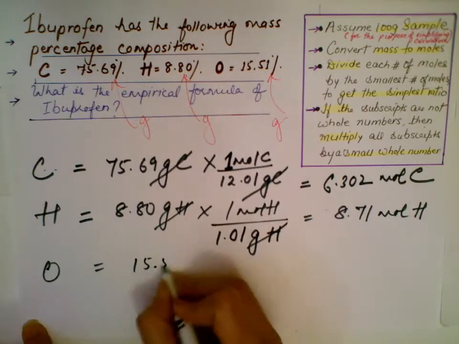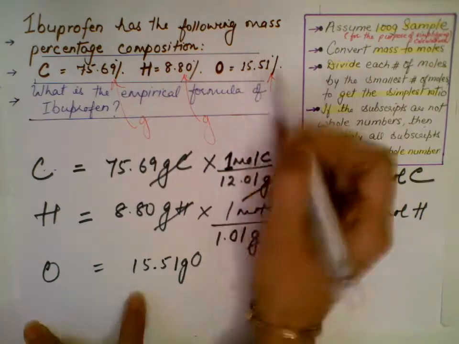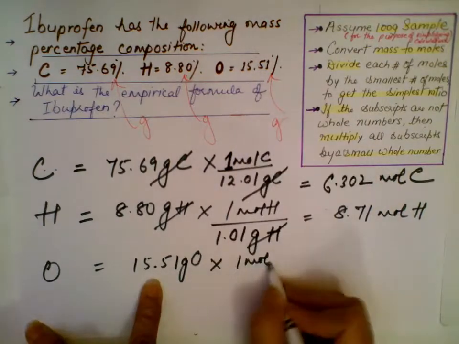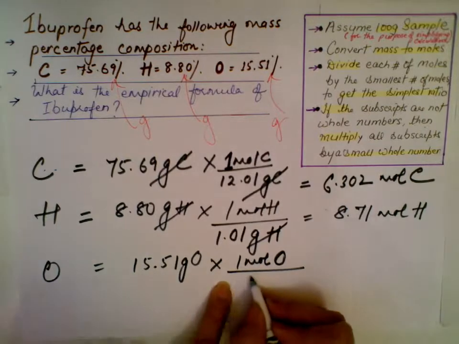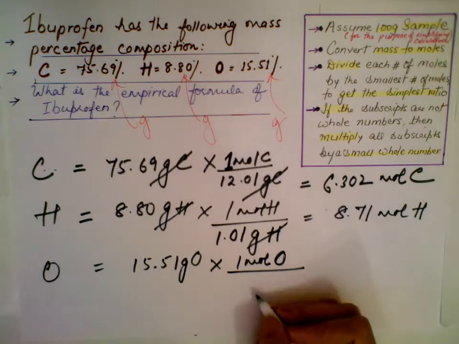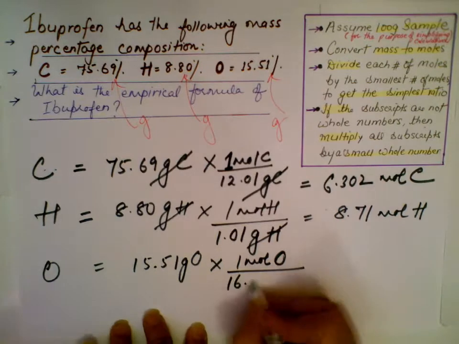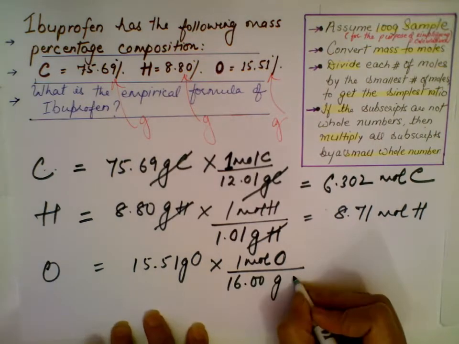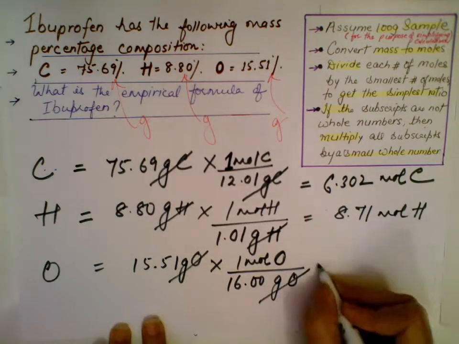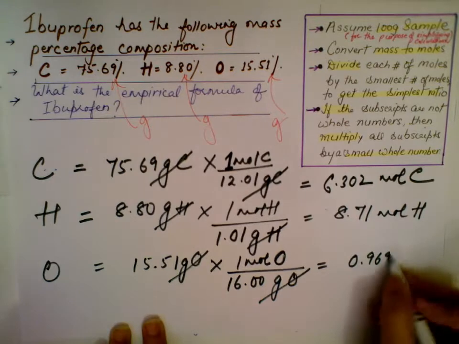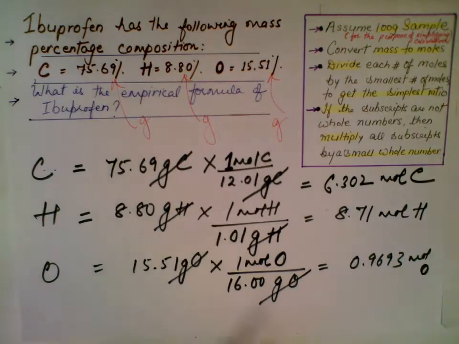Oxygen, 15.51 grams of oxygen. This is our given. Okay, we always start out with the given. Now times, since I have to find moles, I keep my mole at the top, divided by the mass from the periodic table, which for oxygen is 15.99. You round off at the 100th place, you get 16.00 grams. Right? Grams of oxygen, cross out, and you're going to get 0.9693 moles of oxygen. So these are all the moles.